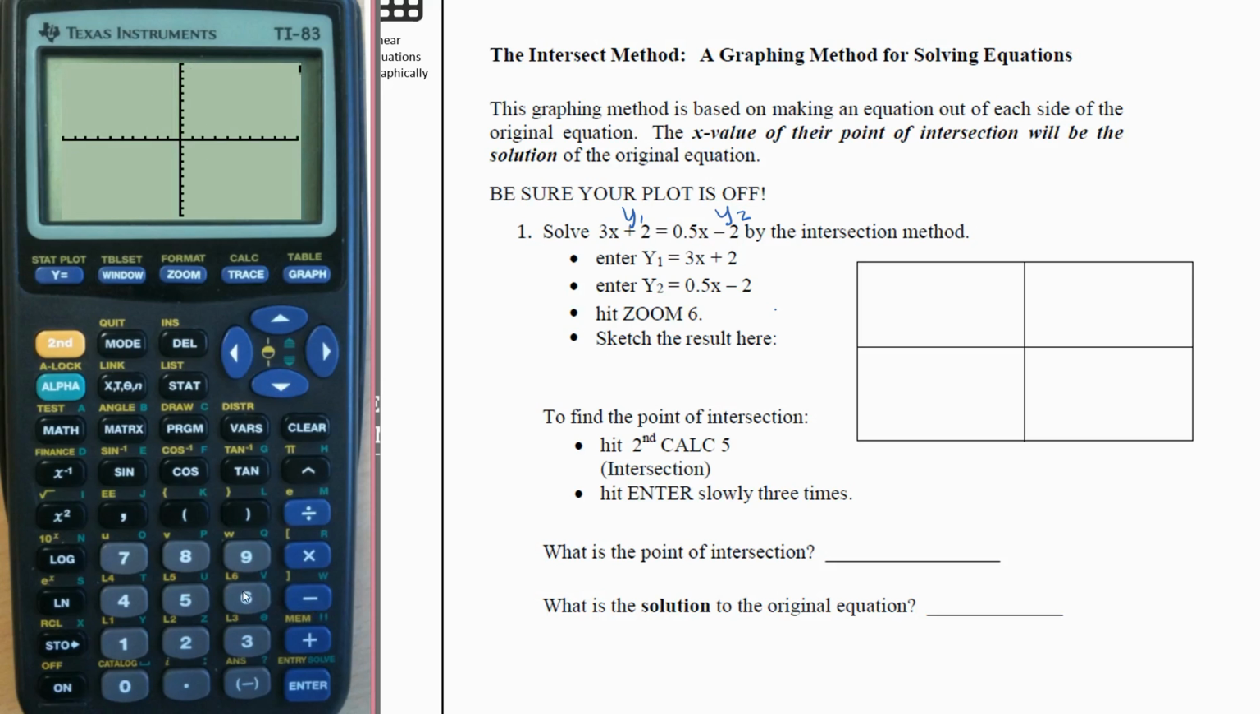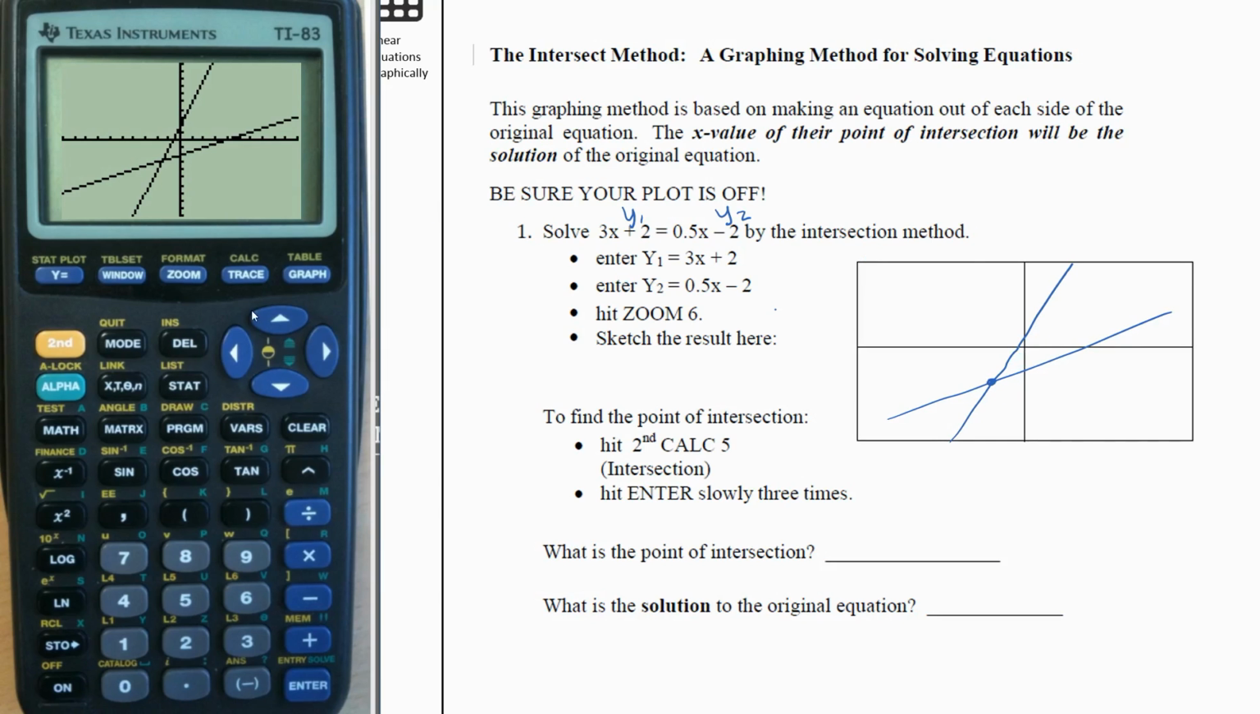Now the zoom 6, here it says hit zoom 6, is really just to make sure you're on the standard window. There's our first line, there's our second line. We want this x-coordinate right here where they intersect. So if we sketch a graph, we're doing something like that, and we're looking for this x-coordinate of where they intersect right there.